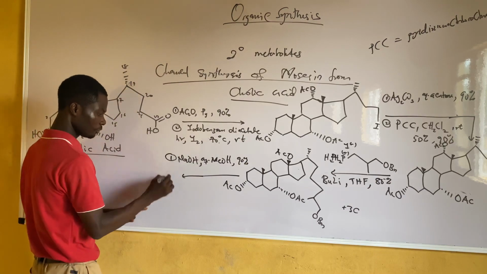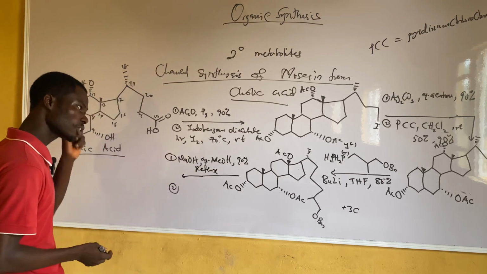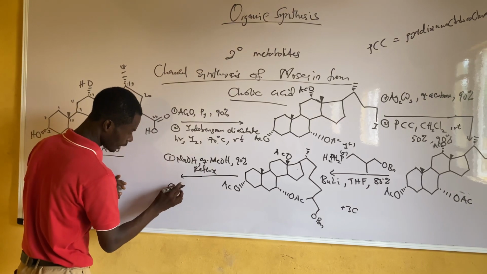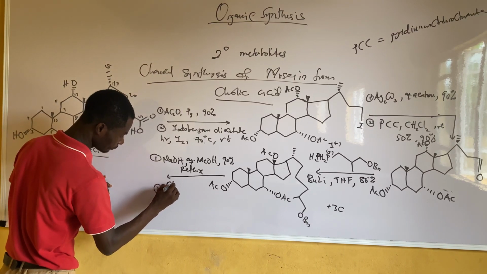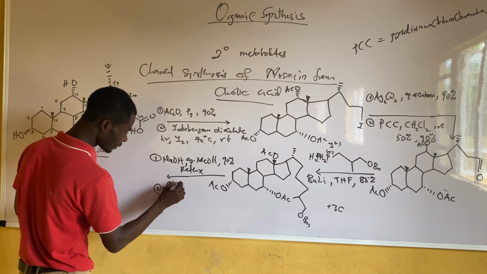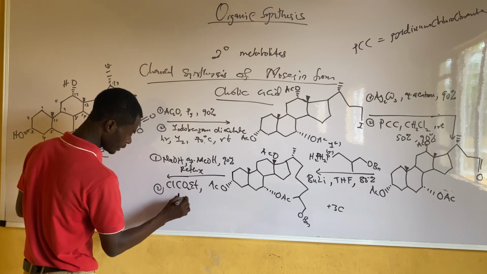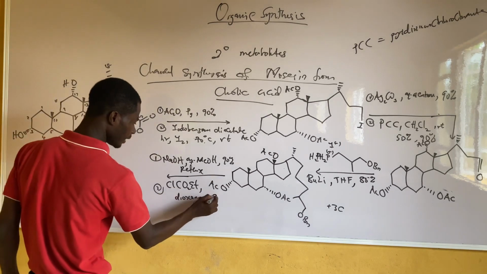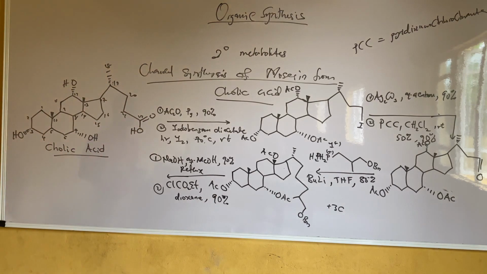Then immediately followed by reflux. Please note that refluxing means heating for several hours, for us to achieve our products. At the same time, we make use of this species, that's Cl CO2Et, in a solvent we call dioxane. We treat it with about 90% of that. By so doing, we achieve what we want to do.